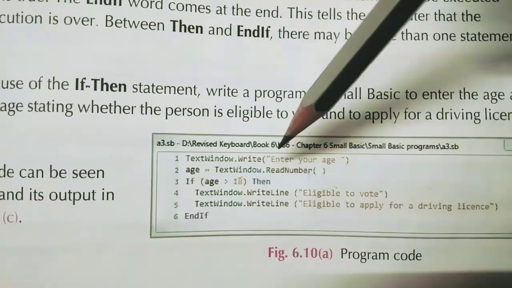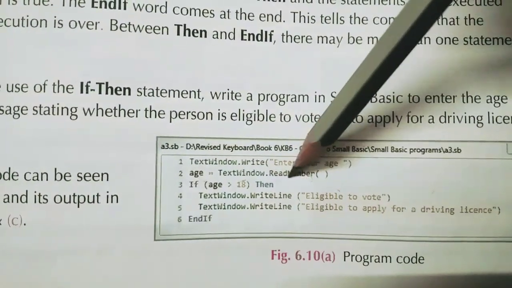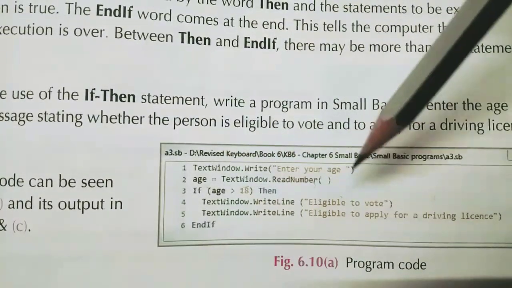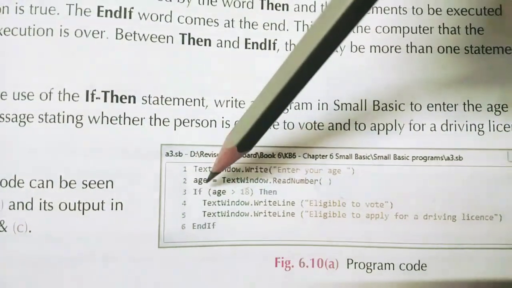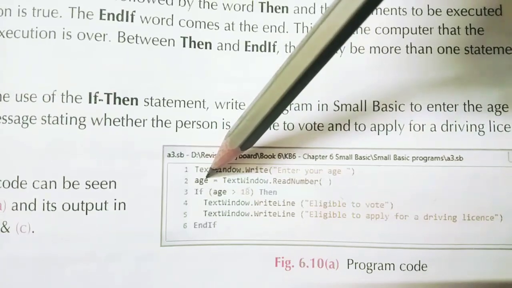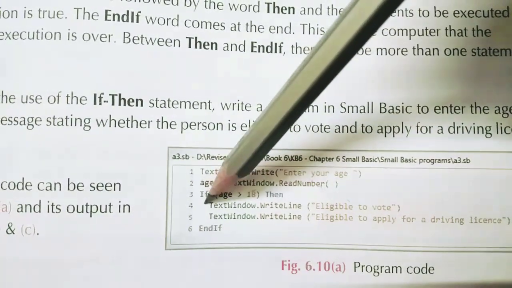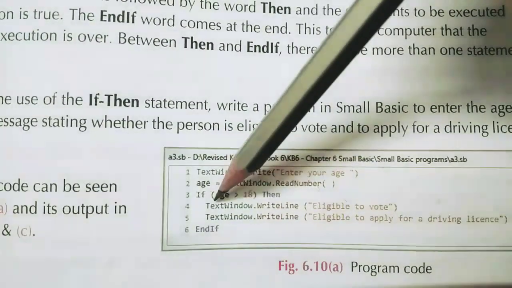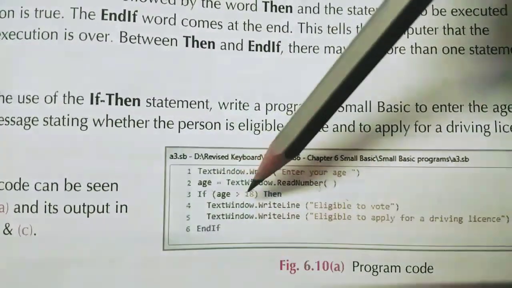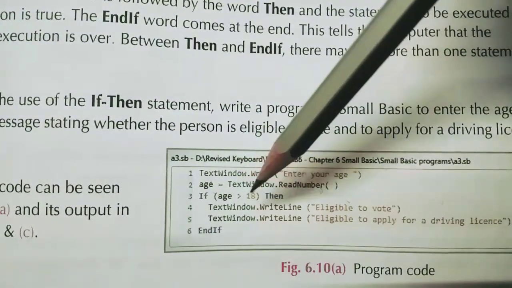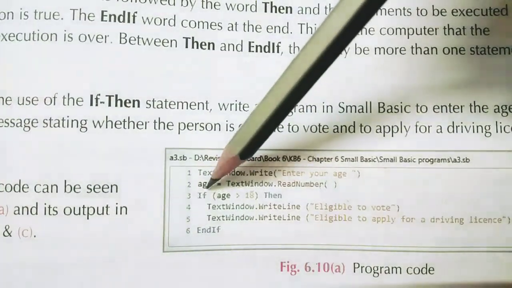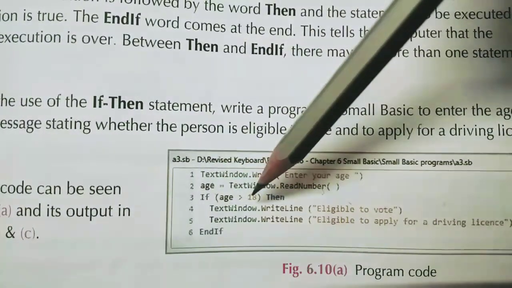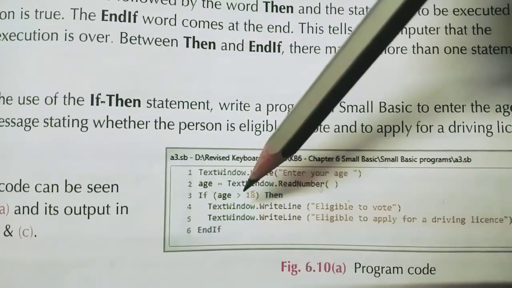So TextWindow.Write, "Enter your age", so it will be displayed on the screen. Then you will enter the age, and this age will be stored in the age variable. After that, the if statement starts, now the condition starts. Inside the bracket you have to write the condition. What is the condition? If age is greater than 18. Age means this variable where age will be stored temporarily. So this is the condition you will give.